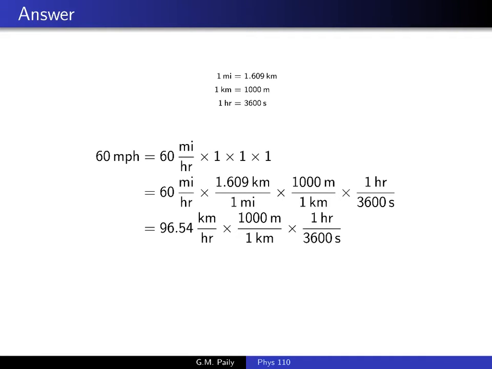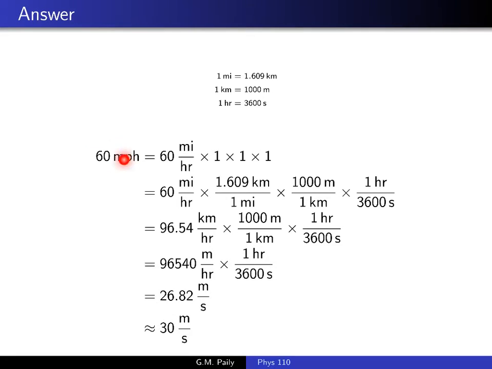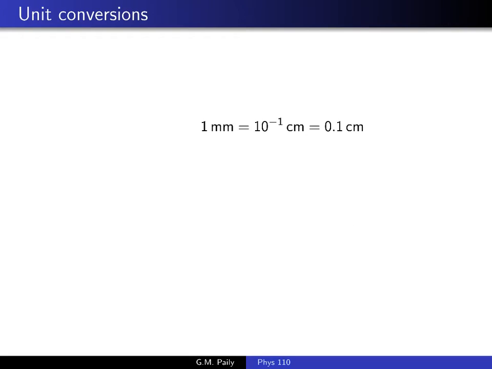Now I'm just going through the steps, simplifying it bit by bit. Right now we're at kilometers per hour. Now we're at meters per hour. Now we're at meters per second. And so 60 miles per hour is 26.82 meters per second. However, if you have read the part on significant figures, you will realize that there's no way that we should have quite that many figures. And so keeping significant figures in mind, this is approximately 30 meters per second.